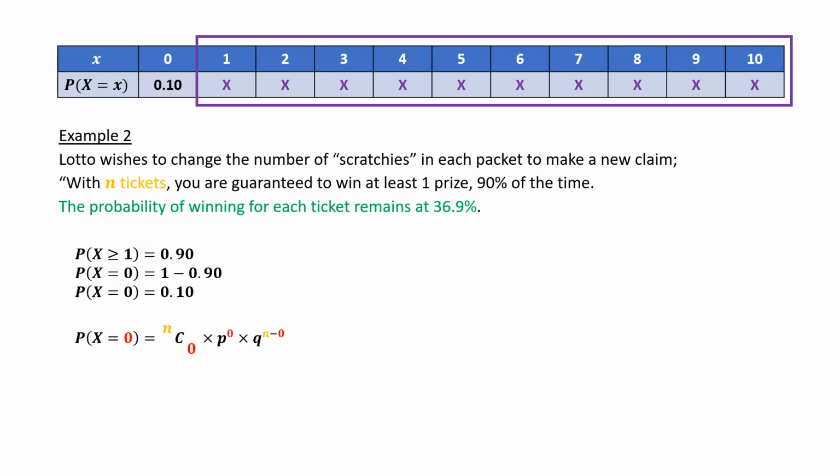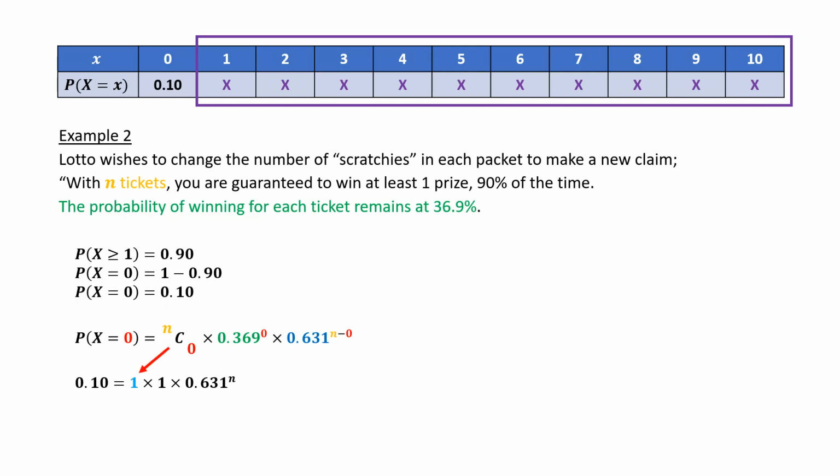We do know what small p, the probability of success, is. Small p is 0.369. Let's replace that. And Q we know is 0.631. Let's show you how we solve this equation. We do know that the probability of X equal to 0 is 10% or 0.10. So I'm going to replace that with 0.10.